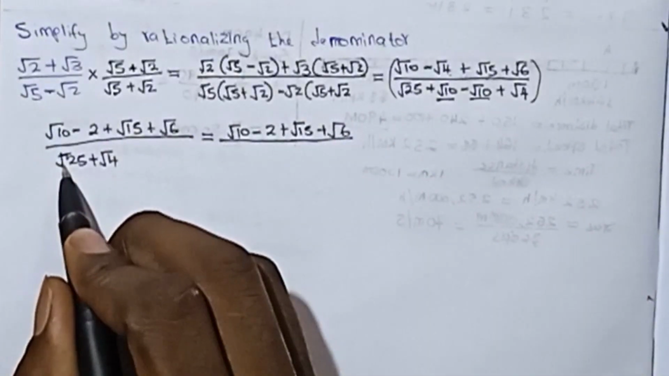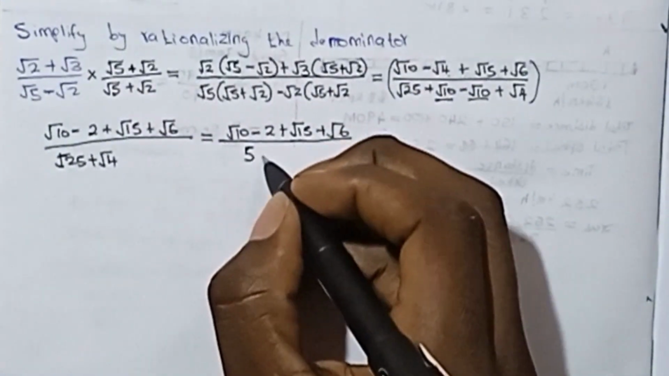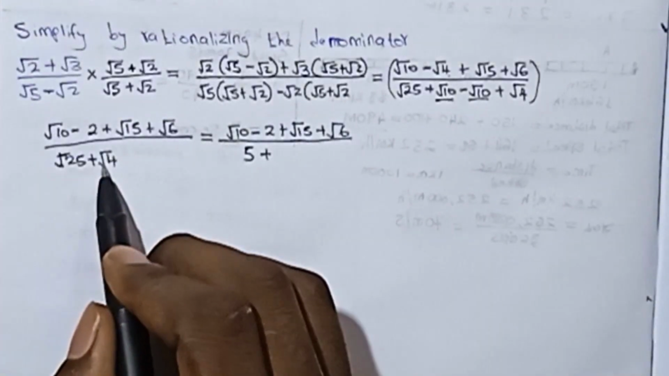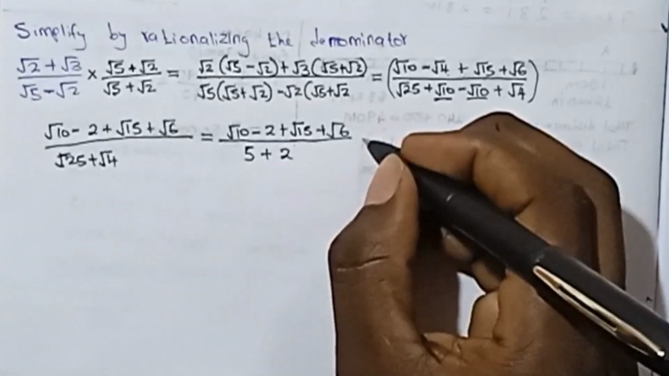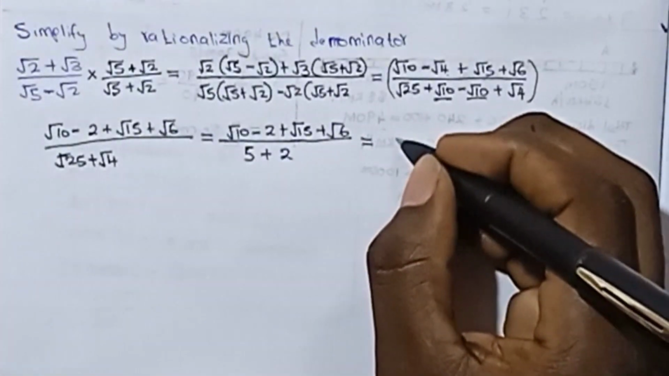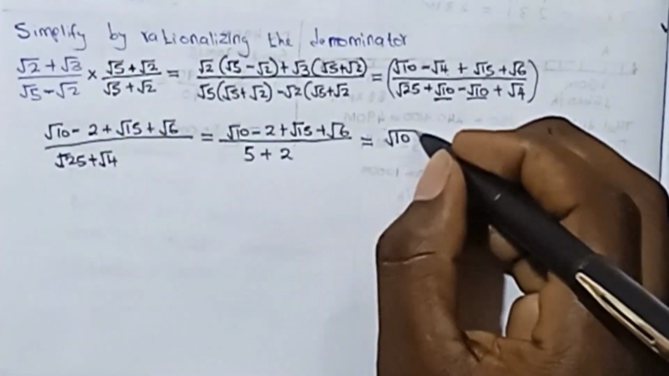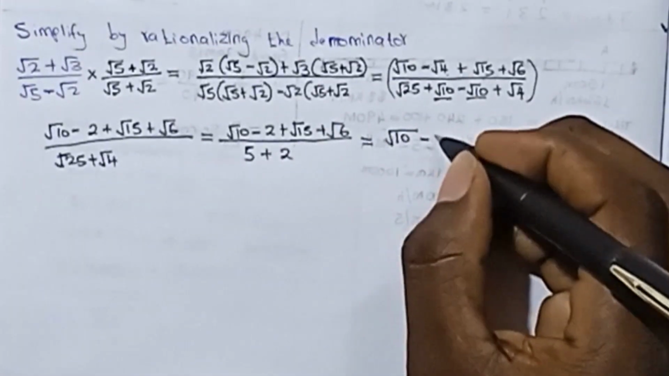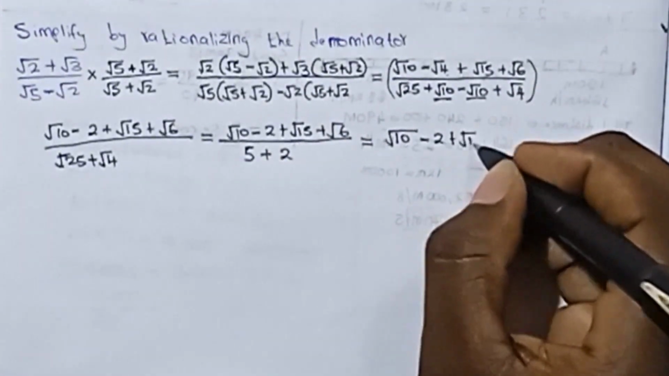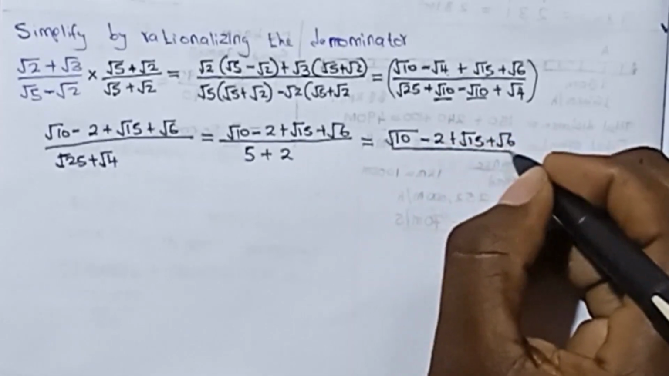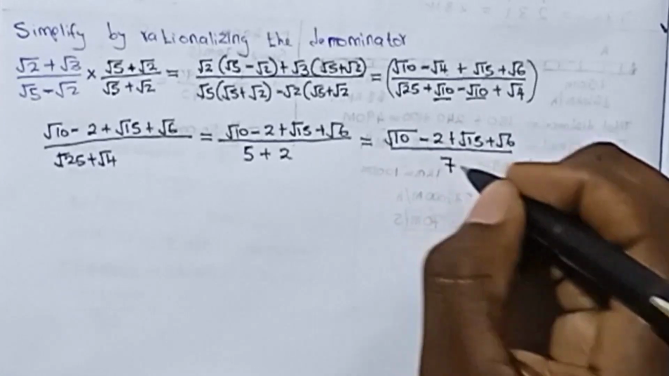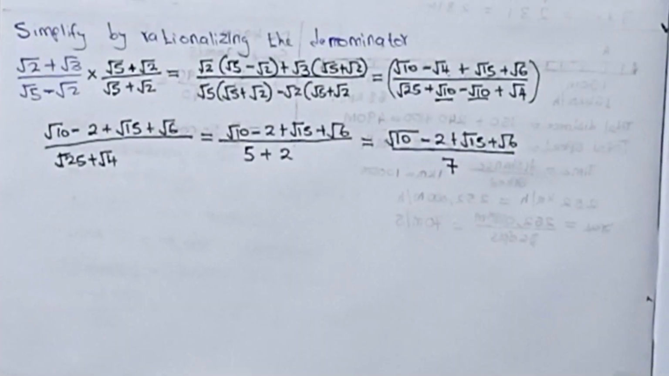all over root 25 is equals to 5 plus root 4 is equals to 2. So we're going to have the answer is root 10 minus 2 plus root 15 plus root 6 all over 7. So this is the required answer. Thank you.